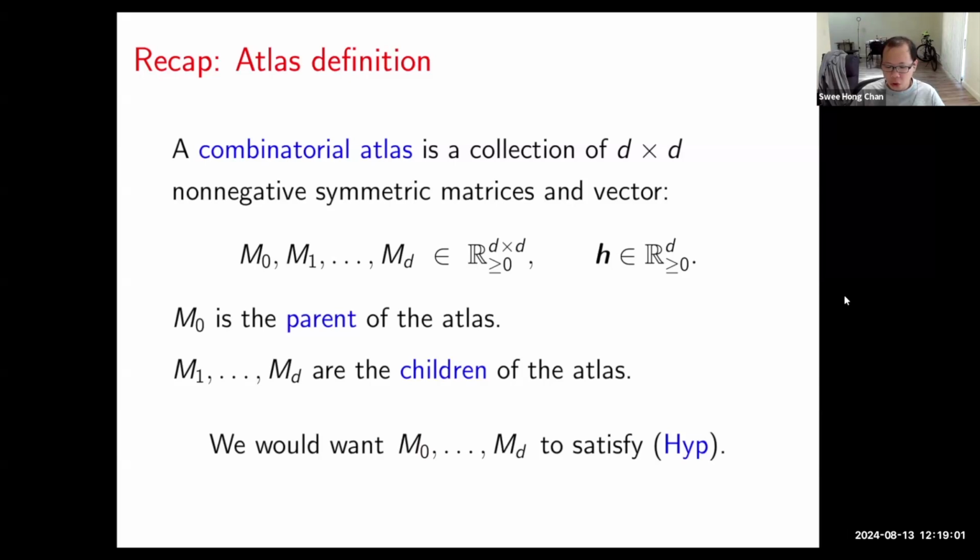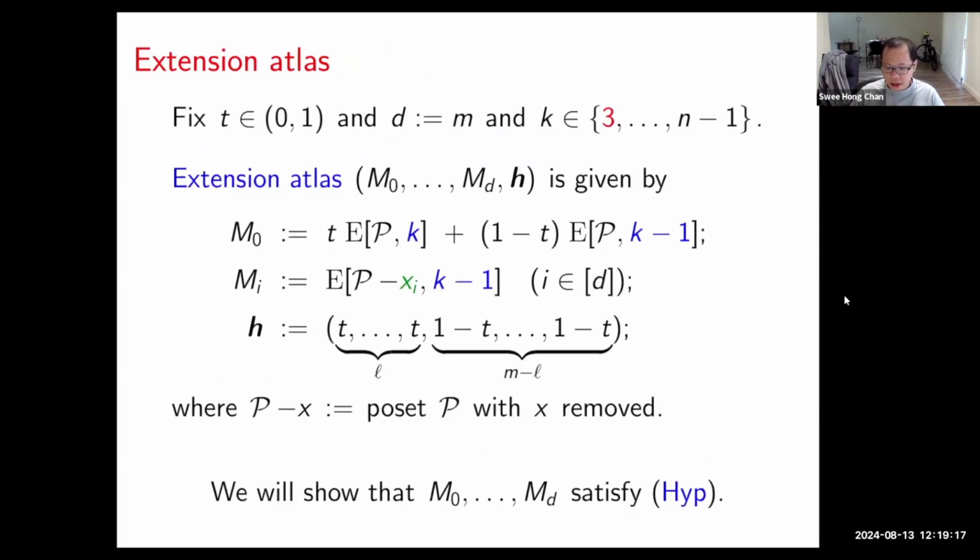And we want to show that all of these matrices satisfy the hyperbolic property. In particular, it implies that our extension matrix satisfies the hyperbolic property. That is what we want to do today. And the way we do it is as follows.